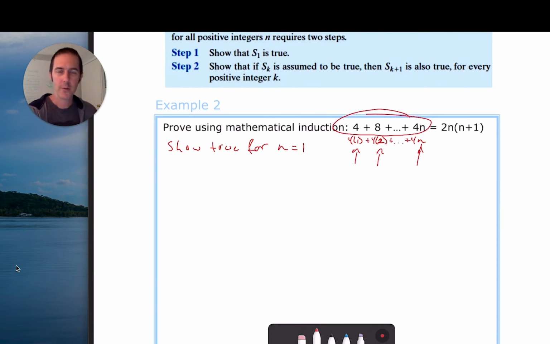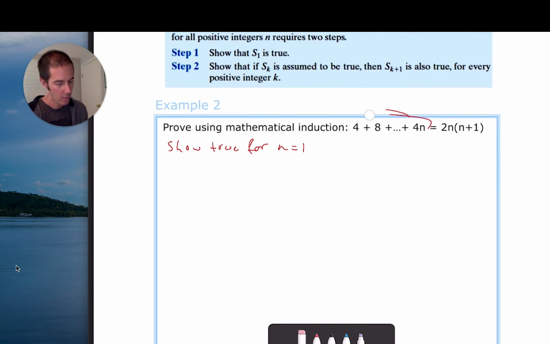And what's the first of those n terms? Please tell me that you're thinking the number 4. What's the first term on the left-hand side of this statement right here? It's a 4. And when n equals 1, and we only have 1 term on the left-hand side of the equation, which term do you think we should use? Please say the first one. Great, let's use the first one. So what does s sub 1 look like?